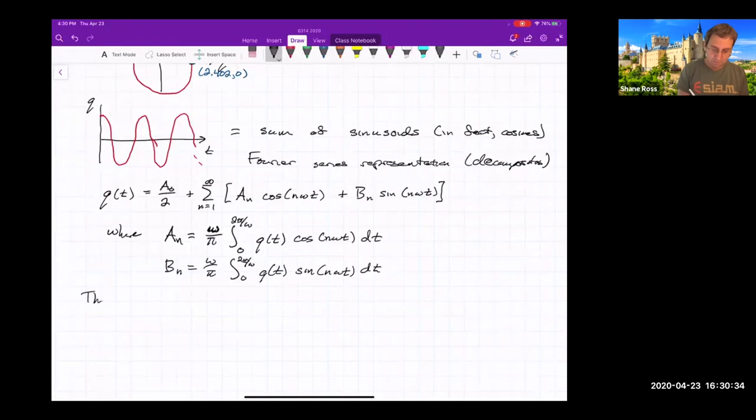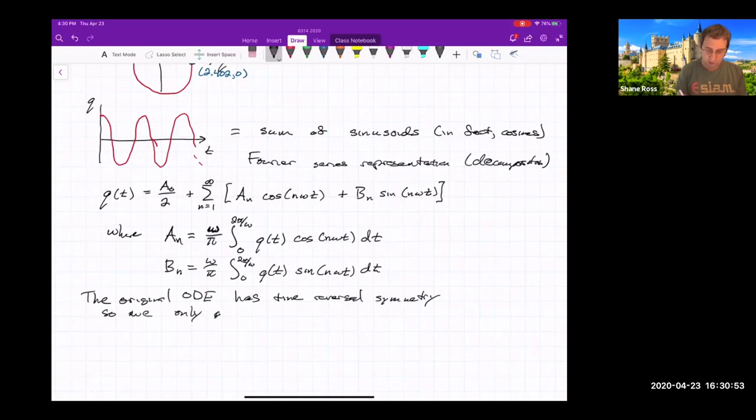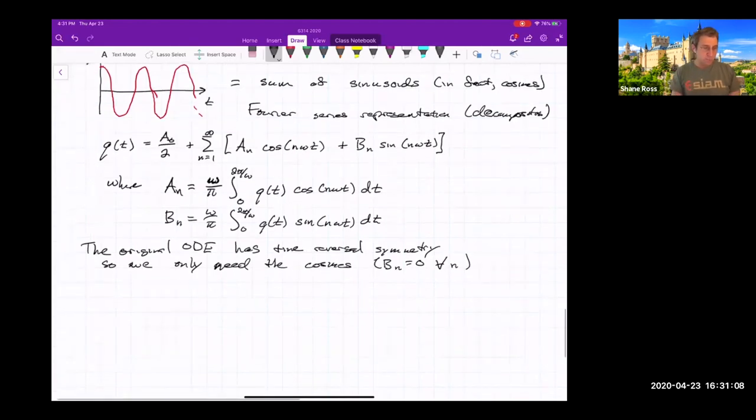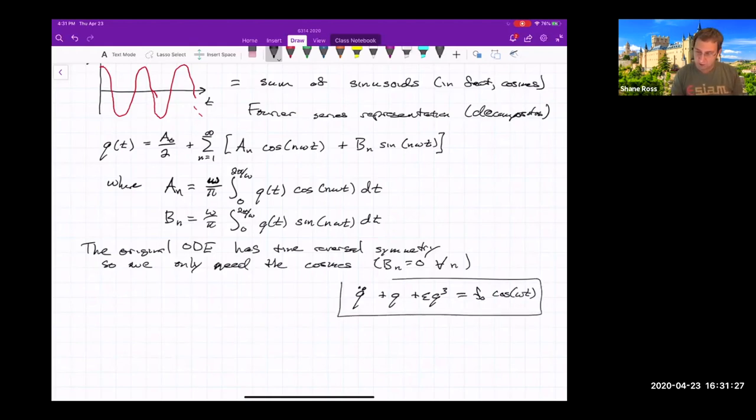Now, we can get rid of some of these terms because the original ODE has time reversal symmetry. So we only need the cosines. What this means is that all of the bn equal zero. What do we mean by time reversal symmetry? Well, let me show the function here. And this is without damping. I think you lose time reversal symmetry when you have the damping back in. Cosine omega t. Okay, so this is the original ODE that we're looking at.